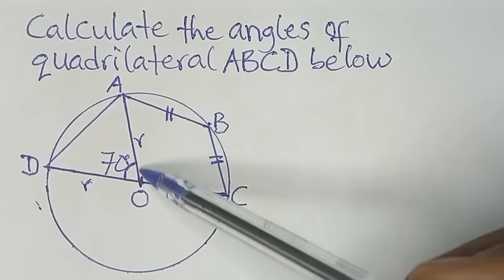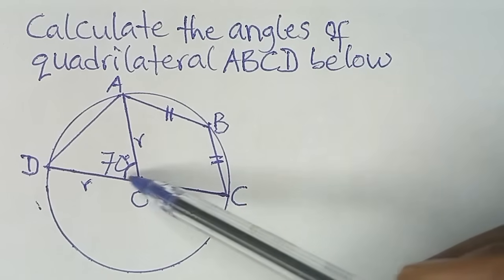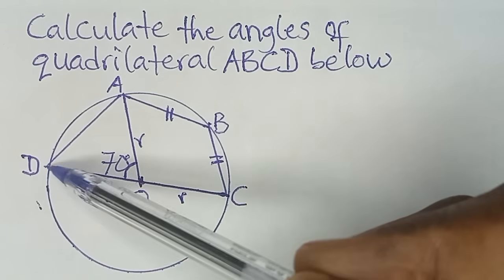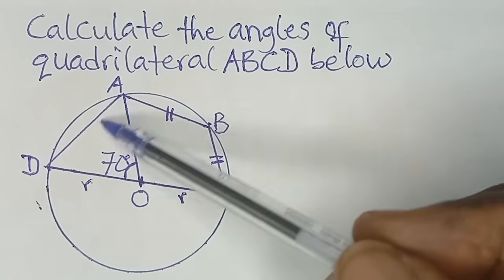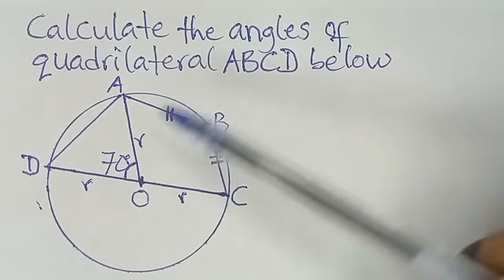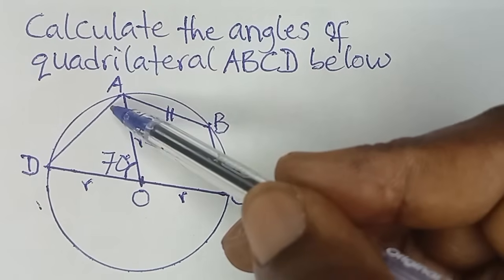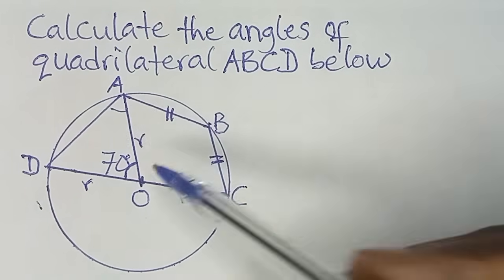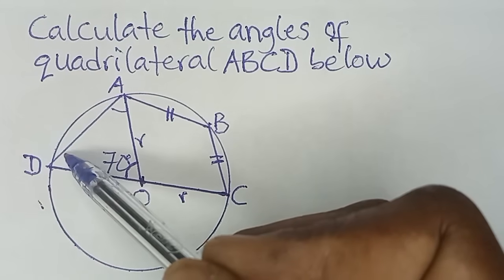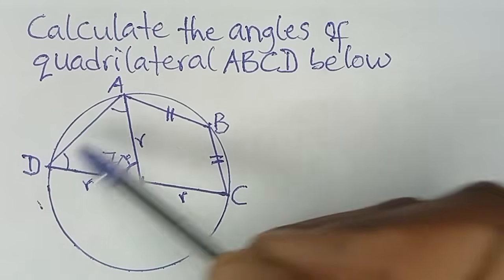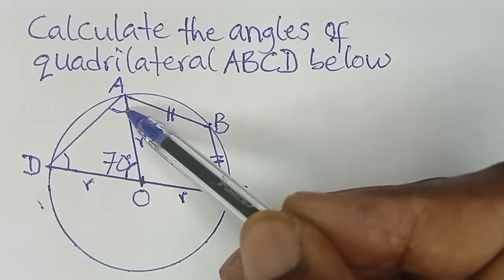So the two lines are equal. So that tells us that this triangle is an isosceles triangle. So in an isosceles triangle, the base angles are equal. That is one theorem you always need to remember: that in an isosceles triangle, the base angles are equal.